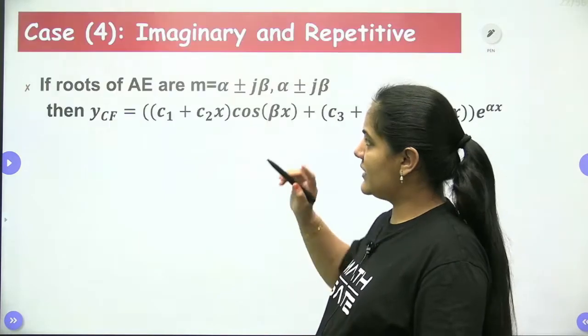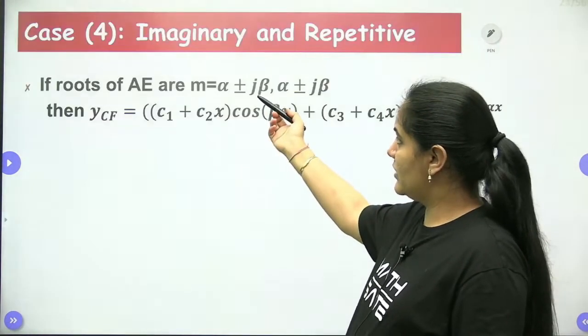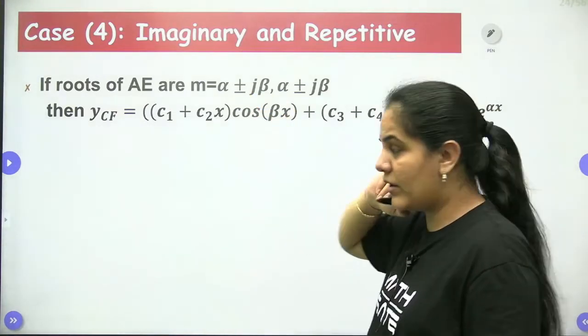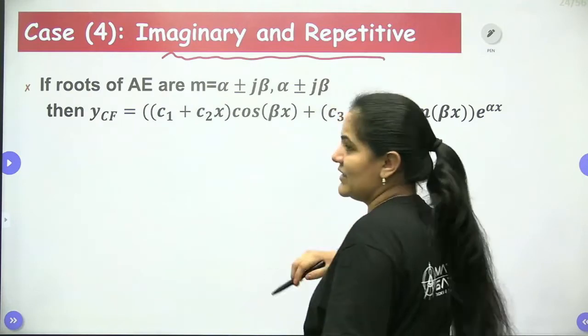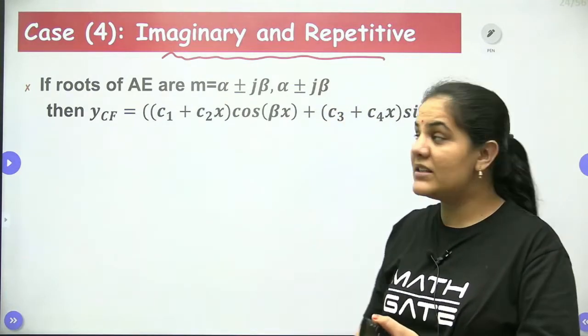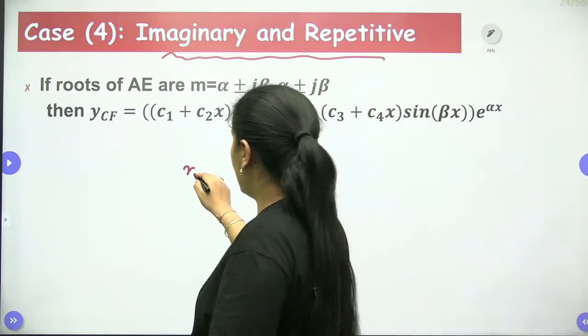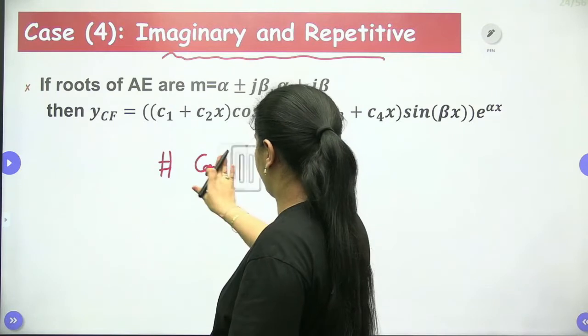Now let's approach to this case first, then I will show you that example. So if the roots are imaginary and repetitive, it means if the roots are exactly complex and repetitive, you can say imaginary and repetitive, it means we are having the roots, let me write down, complex and repetitive.